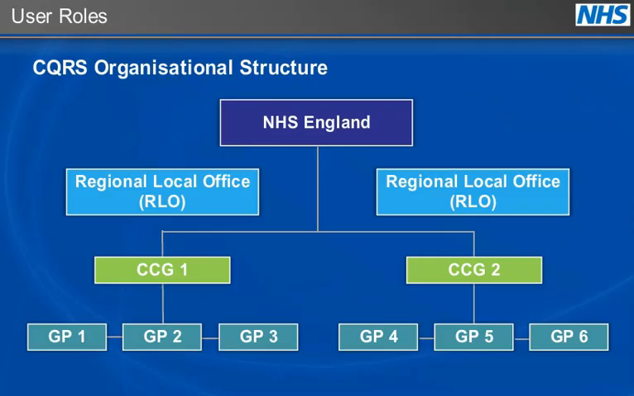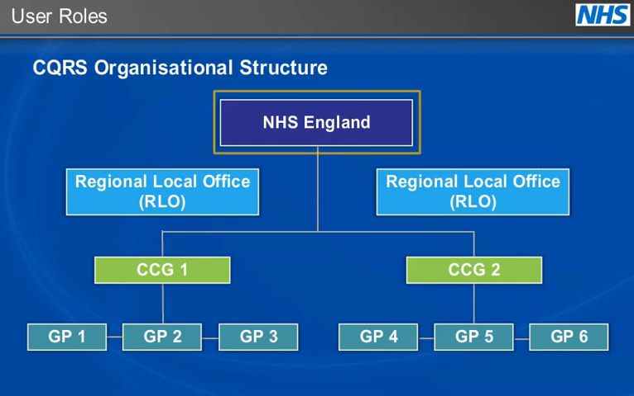This slide shows the organizations that are set up on the system that can commission and provide the quality services supported by CQRS. Organizations are arranged in a hierarchy that reflects the current NHS primary care organizational structure. CQRS supports any generic hierarchical structure. For example, should the organizational structure change in the NHS, then CQRS can accommodate this.